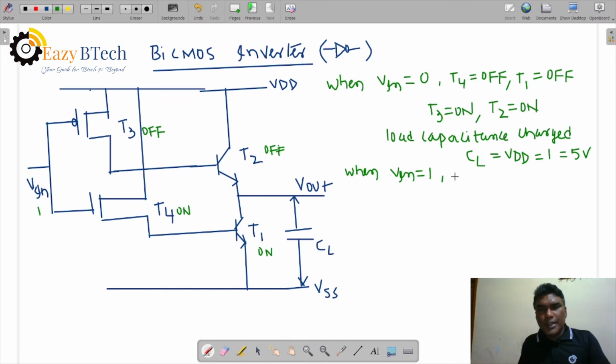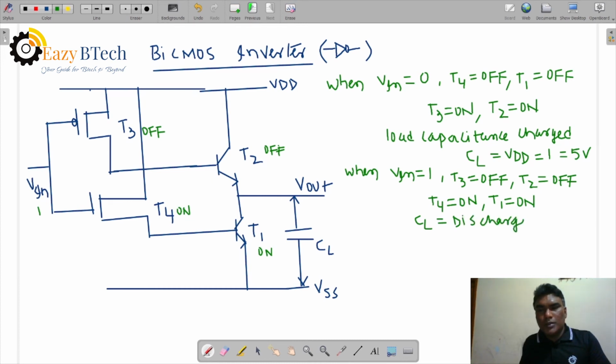Now what happens? T3 is off, so that T2 is off. Now T4 is on, and T1 is also on. Then CL is discharged through this collector and emitter.